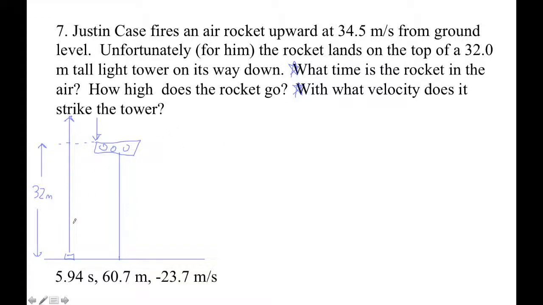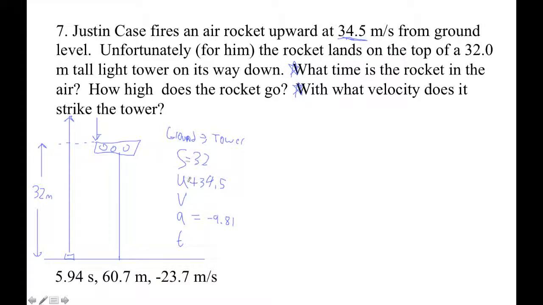Okay, so let's look at this thing, right? He fires it up. Oh, we know the velocity. That's good. Okay, so let's go from the ground to the tower. Ground to the tower, right? S-U-V-A-T. A is, of course, negative 9.81. There you go. All right, and then our initial velocity is positive 34.5, because he tells us that, right? Our displacement is 32 meters.